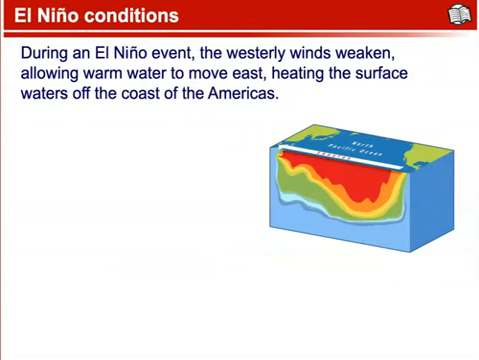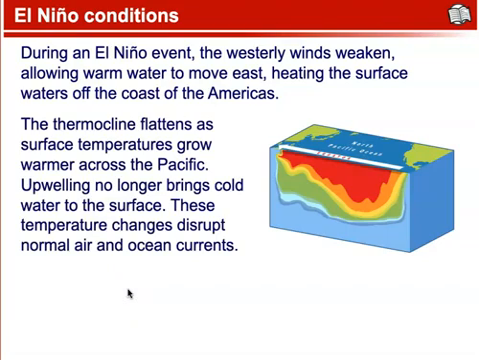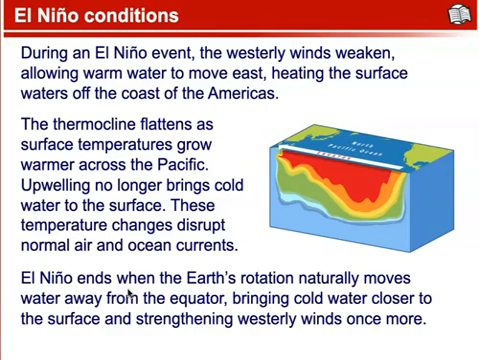El Nino conditions. During an El Nino event, the westerly winds weaken, allowing warm water to move east, heating the surface waters off the coast of the Americas. The thermocline flattens as surface temperatures grow warmer across the Pacific. Upwelling no longer brings cold water to the surface. These temperature changes disrupt normal air and ocean currents.